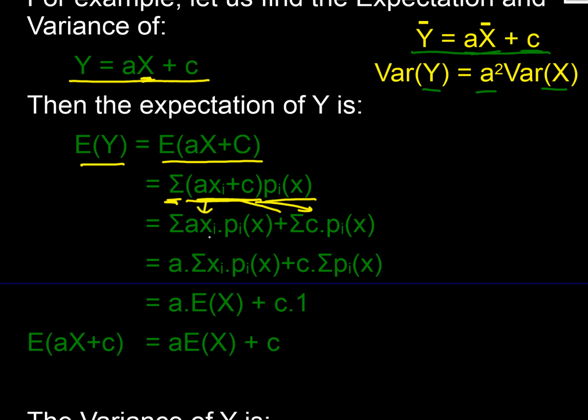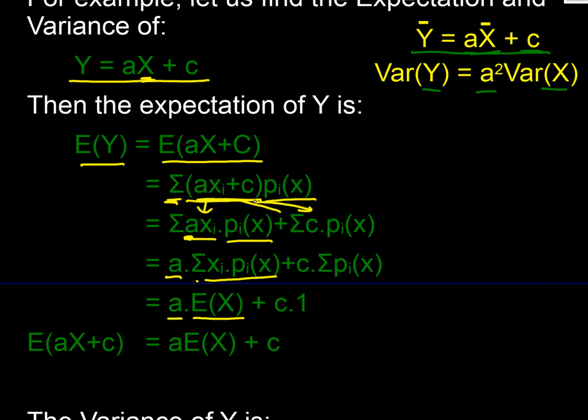In the first one we've got ax times the probability of x, and a is a constant, and we're summing that, and a is a constant through this summation, so we can bring it out the front. Then we find that we've got the sum of x times the probability of x. We know what that is, that's the expectation of x. So the first term becomes a times the expectation of x. Let's have a look at the second term.